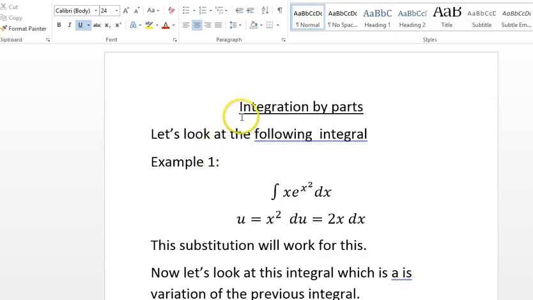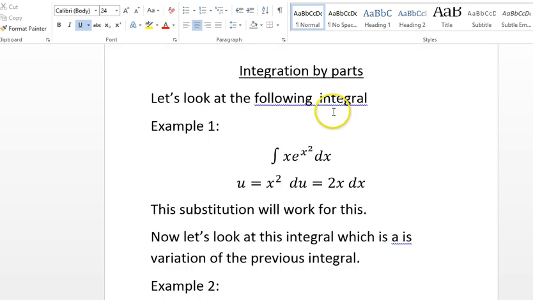Today I'm going to introduce the first main technique of Calc 2 integration, which is integration by parts. Integration by parts is a nice technique which is used when the integral is a product. Now we know that in integration there is no product rule. So if you do have a product, what do you mean by that?